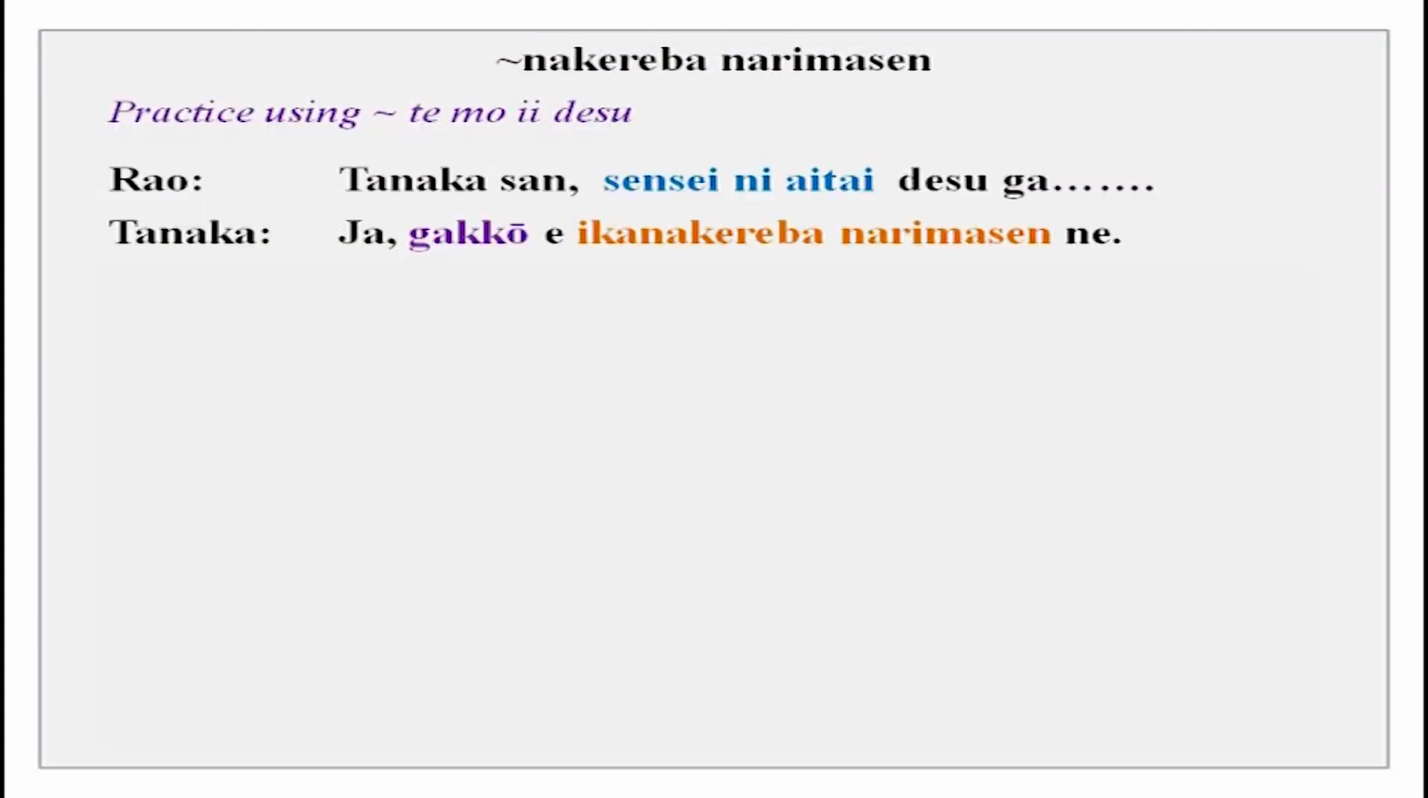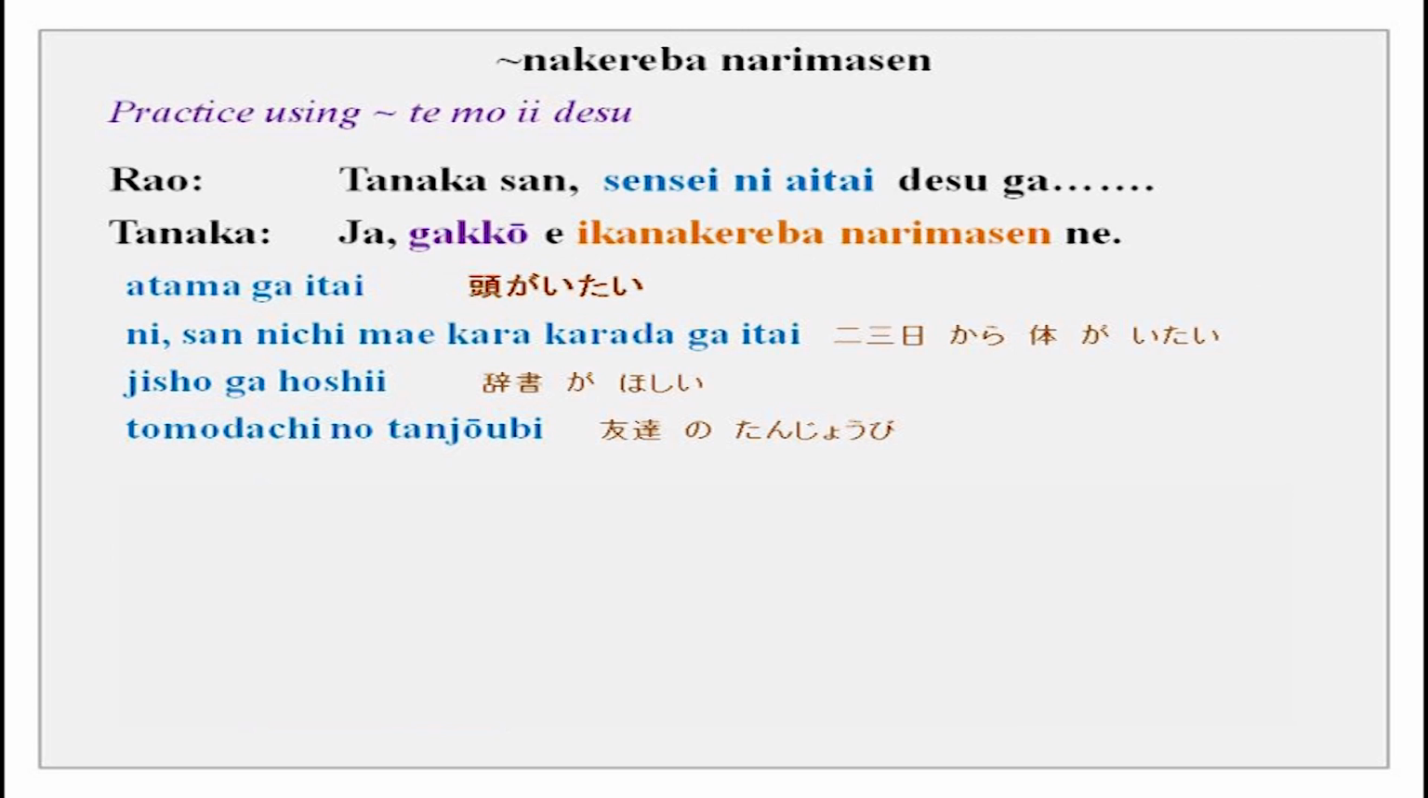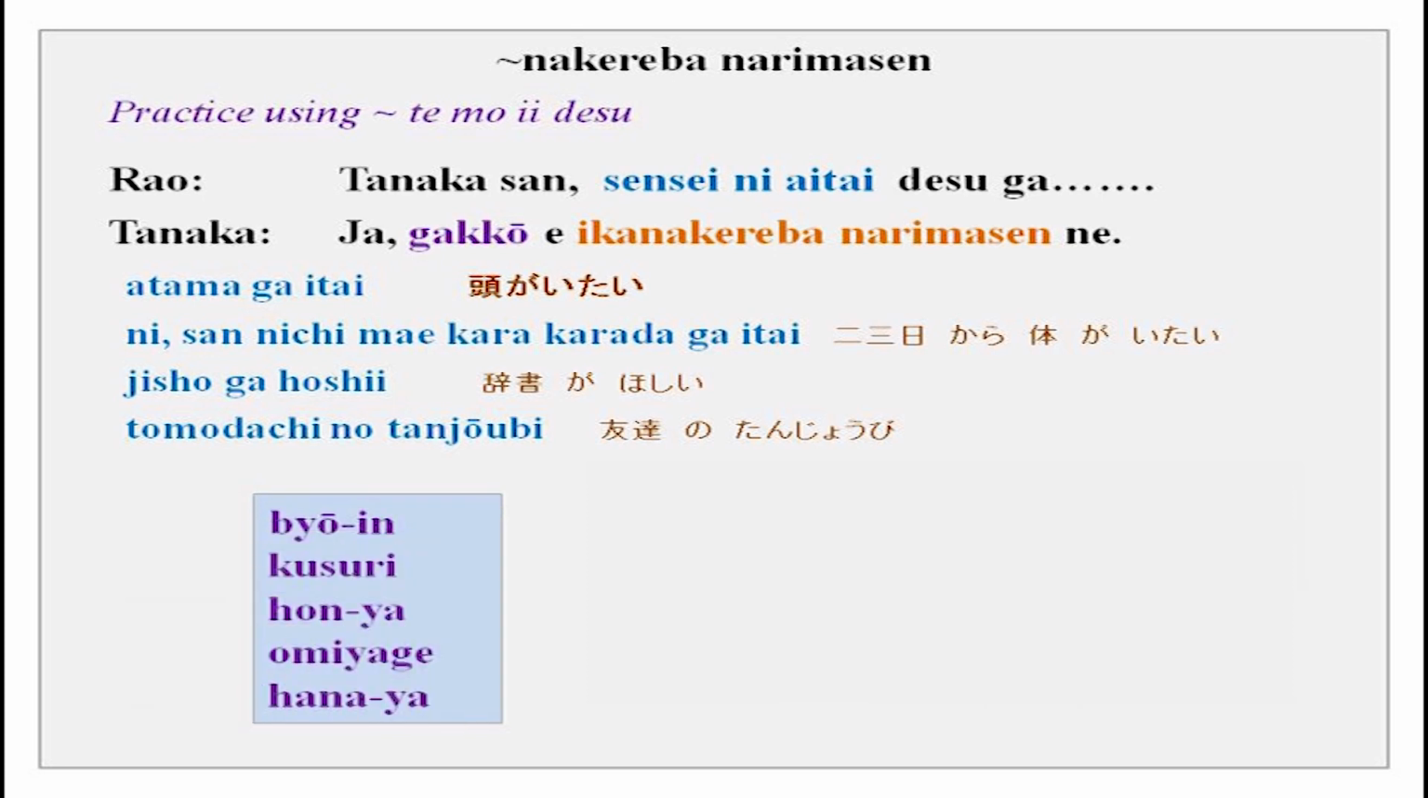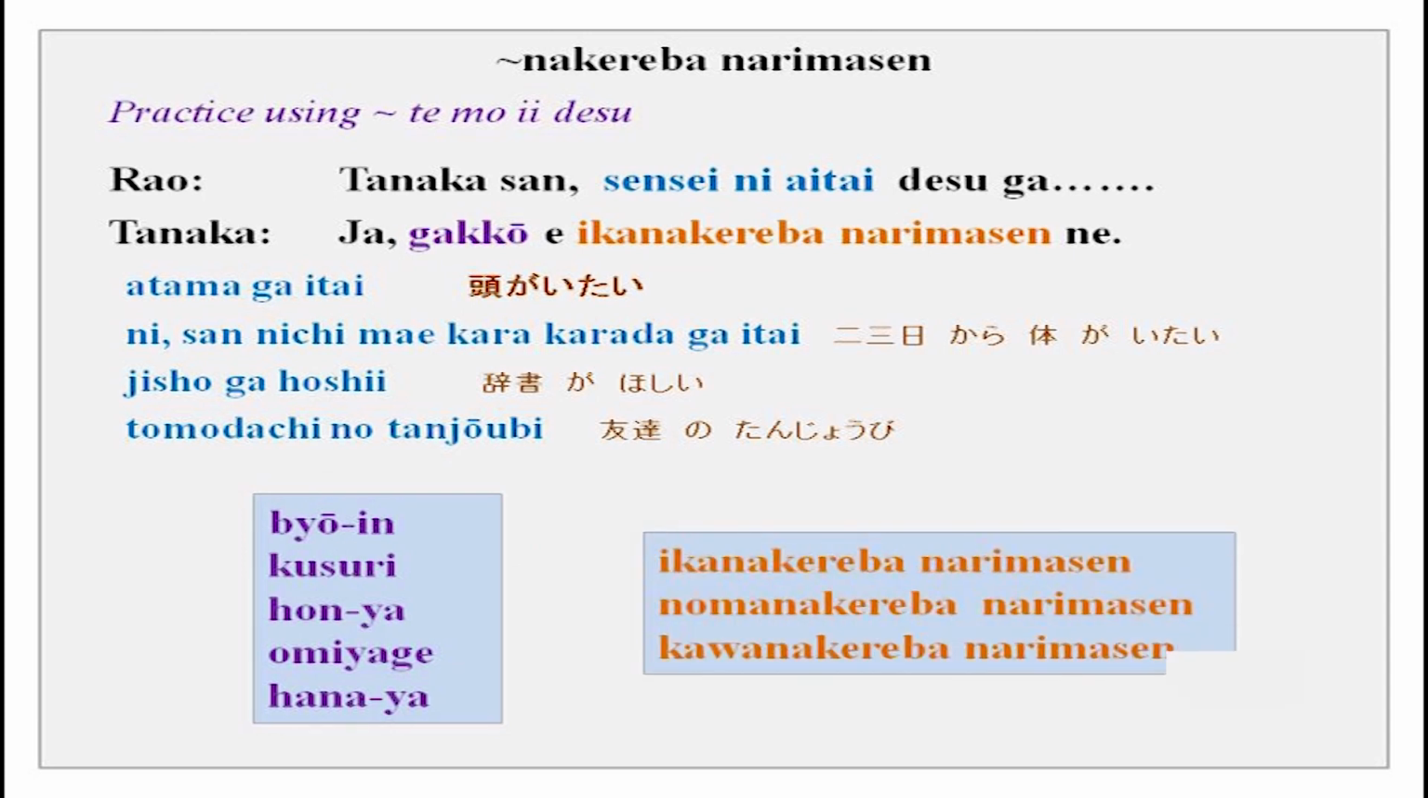Tanaka-san, sensei ni aitai desu ga, jaa gakkou e ikanakereba narimasen ne. If you want to meet your teacher, then you have to go to your school, your university. So well, you can practice this, replace this with this, and then you can replace gakkou with any of this vocabulary over here, and you can also replace ikanakereba narimasen depending on what verb you want to use with this.